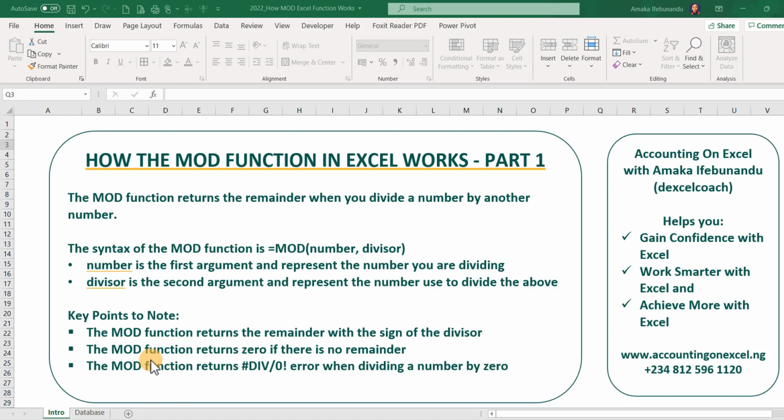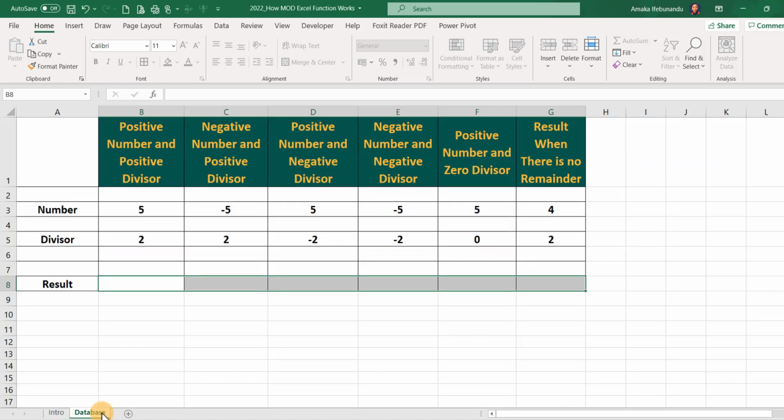So the MOD function returns 0 if there is no remainder. And the MOD function returns the divide by 0 error when dividing by 0. That is, if your divisor is 0, this is the error that will pop up, the divide by 0 error. So let's go in and look at the different scenarios of how the MOD function works.